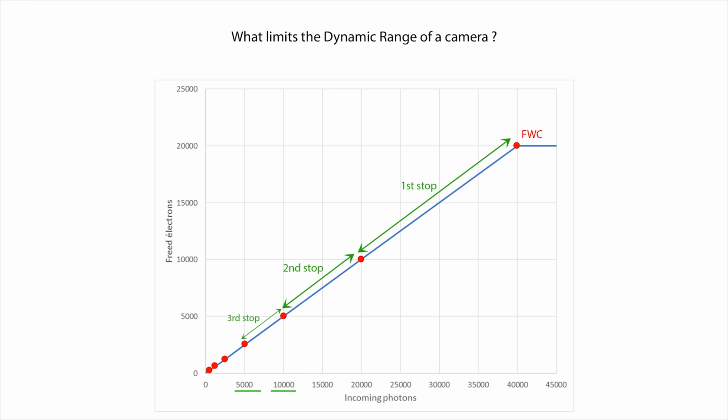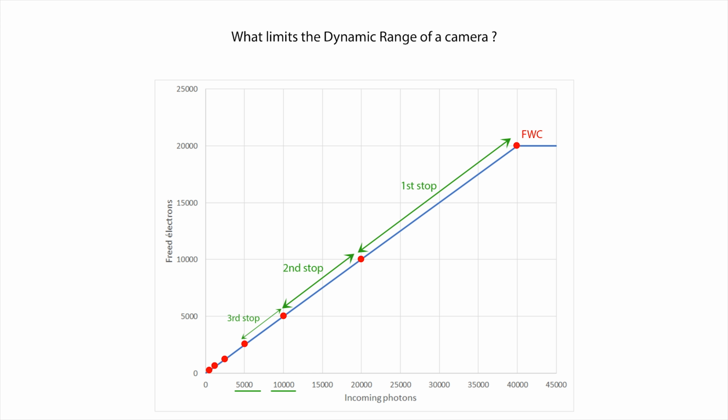So we can see that the first stop, the highest stop of light before clipping, is the one that has the most information. But we can also see that the scale we chose in the x-axis, incoming photons, because it's linear, it's not really well suited for visualizing dynamic range.